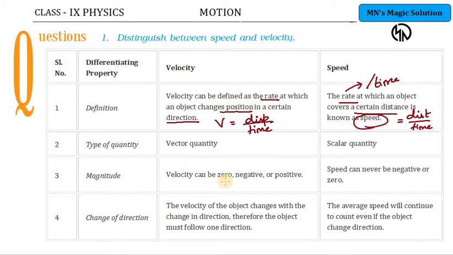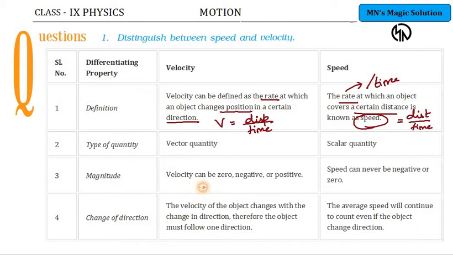And velocity can be 0, negative or positive. Negative value comes when the direction changes to the opposite direction. If we imagine one direction as positive, then the opposite direction becomes negative. So if the direction is totally reversed, the value also becomes negative. Also the velocity can become 0.